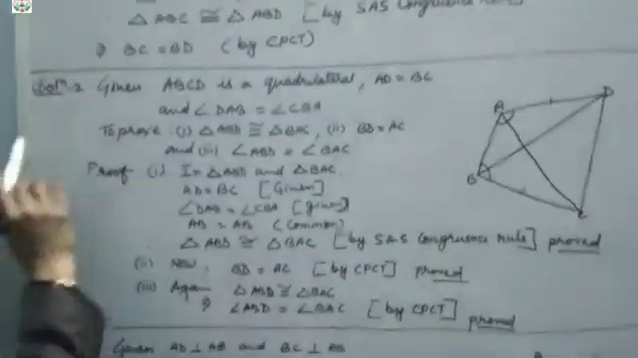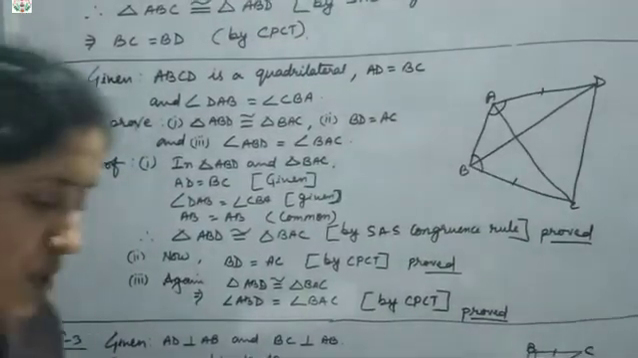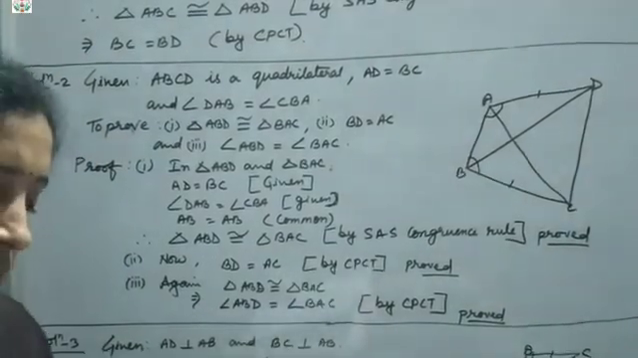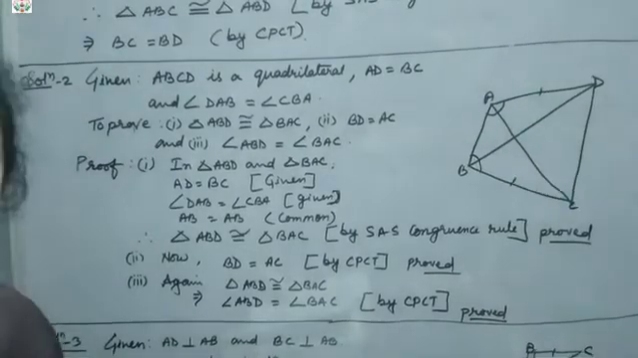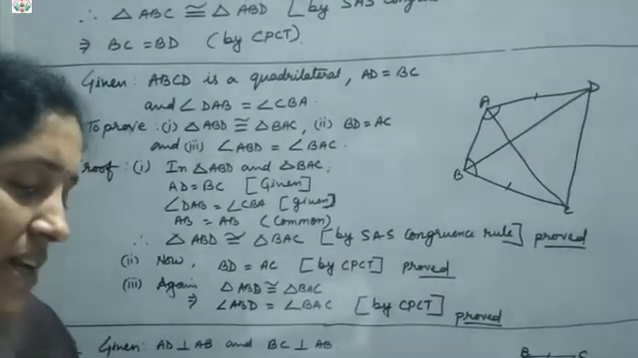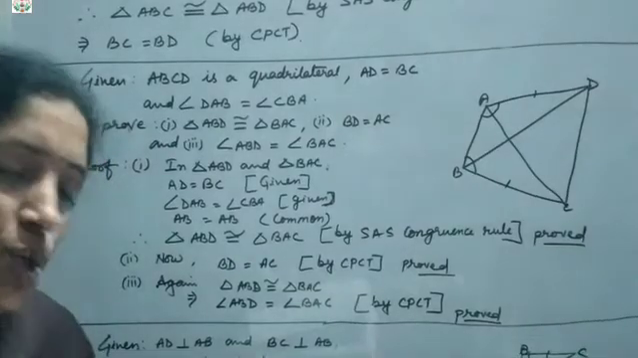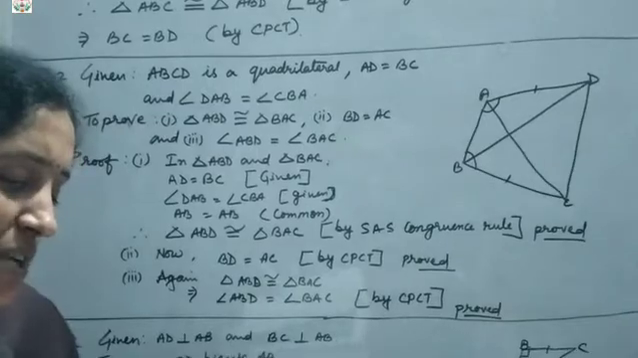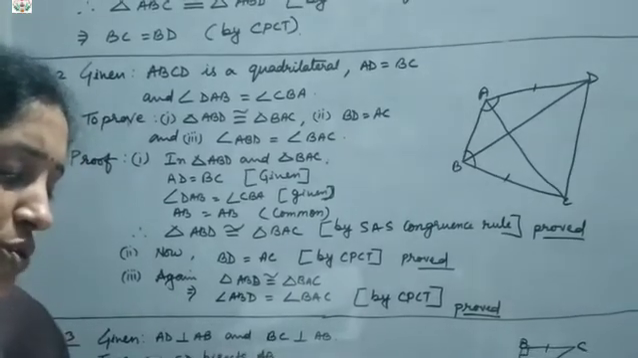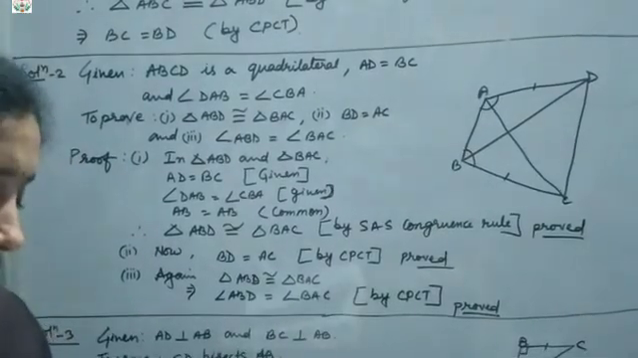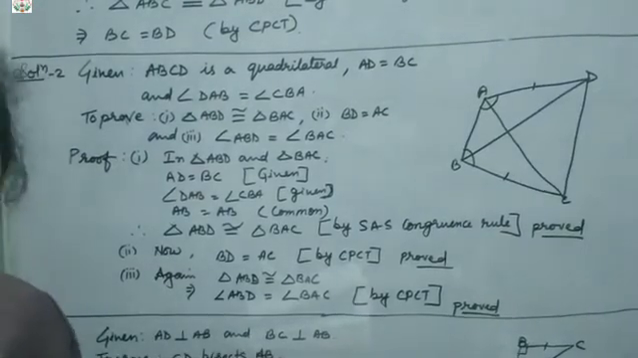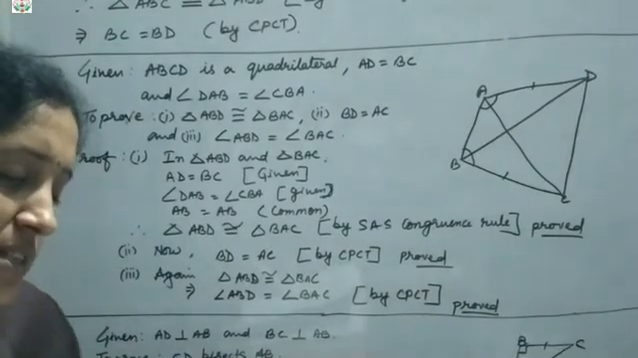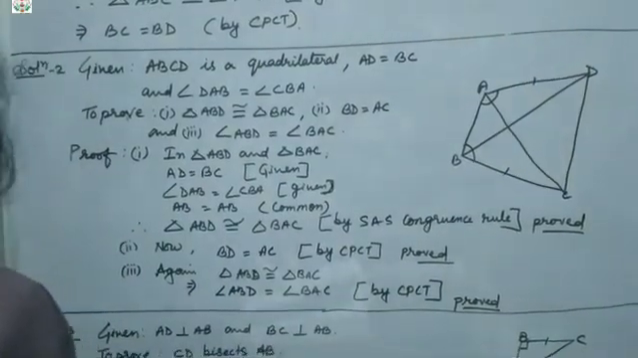Now after that we will come to question number 2. Question number 2: ABCD is a quadrilateral in which AD equals BC and angle DAB equals angle CBA. Then prove that triangle ABD is congruent to triangle BAC. Second part, that is BD equals AC. And third part, that is angle ABD equals angle BAC.